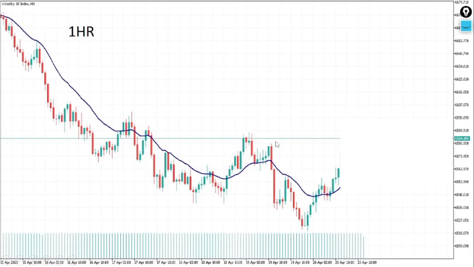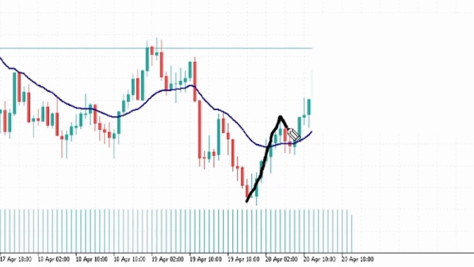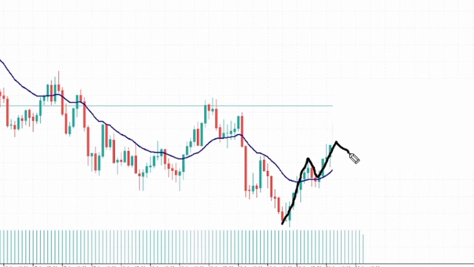Now here's another example. So you can see that this is the 1 hour time frame. This market has been moving in a downtrend for a long time, and now at this point this market has jumped above and started to trade above the 21 period moving average. Here you can see the market breaks, makes a pullback, and now is trading above the 21 period moving average. So we are thinking that this market should continue going to the upside.